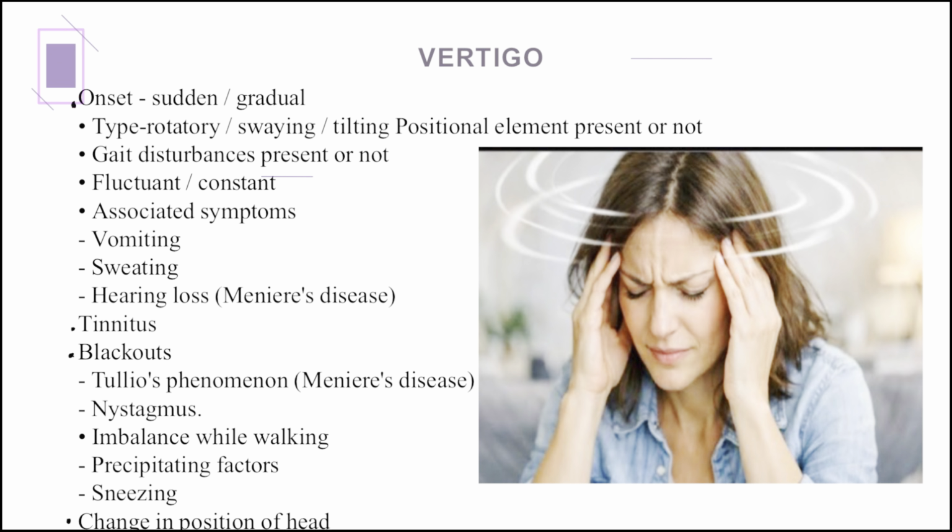Coming to vertigo, we have to make the patient understand what vertigo is. It is defined as an illusion or hallucination of movement. It is the false sensation of movement. And we also have to ask whether the vertigo is sudden or gradual, the type, whether the head of the patient is rotating or swaying or tilting, whether it is positional, that is occurring when changing head positions. It suggests BPPV. And whether he is having gait disturbances, meaning does the patient fall while walking, and the progression of the vertigo is also asked, like whether it's fluctuating or constant.